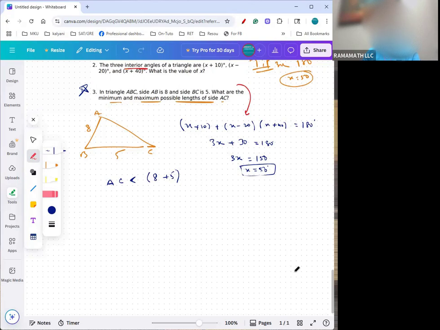Okay. And also there's another rule. The difference of the sides should be less than the third side. So basically AC has got to be greater than 8 minus 5. Now 8 plus 5 is 13, 8 minus 5 is 3, so your answer is between 3 and 13. My writing is a little messy, okay. That's the answer. Write it down, please. This is an important one for the test.